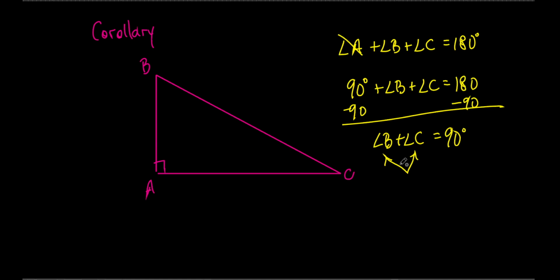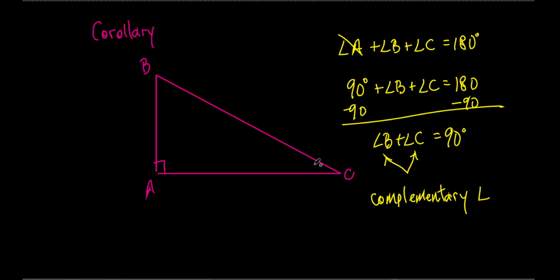We have a word for angles that add up to 90, and we call it what? Complementary. All right? So complementary angles do what? Add up to 90 degrees. So what can I say about angle B and angle C? They are complementary. And that's what our corollary says.